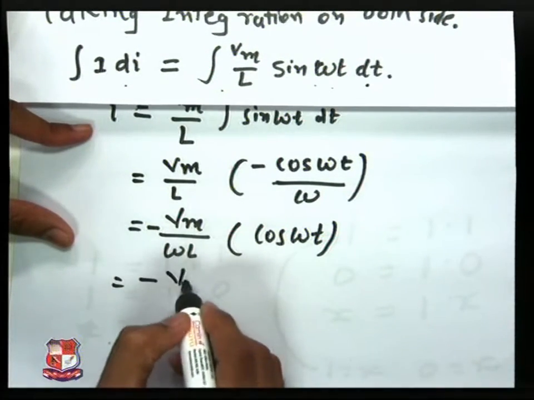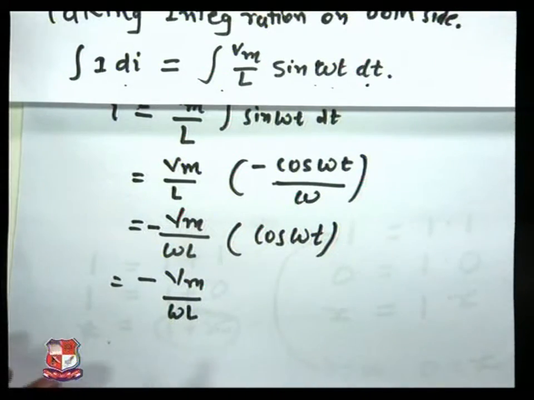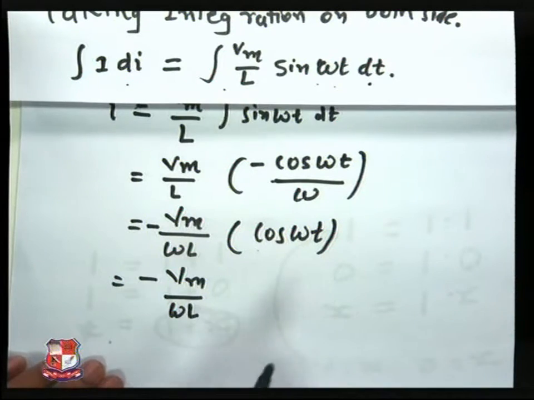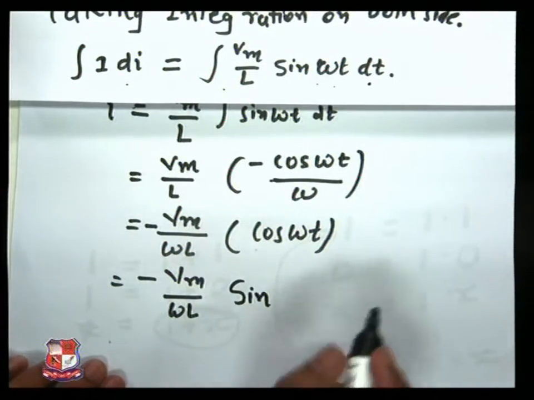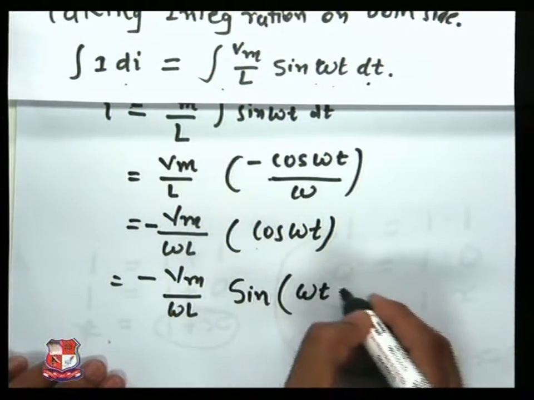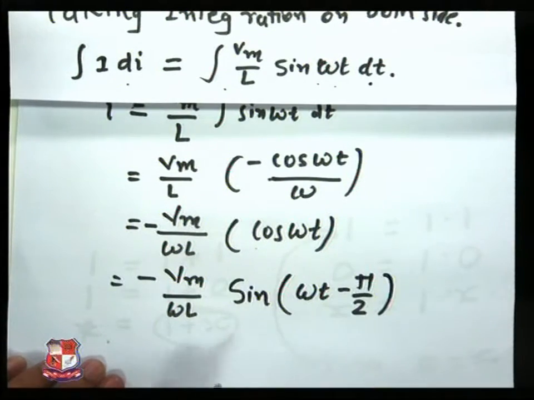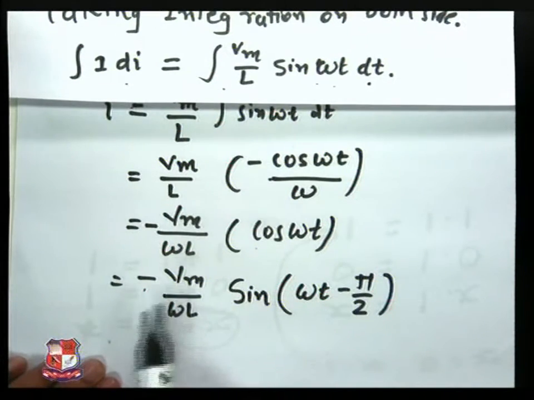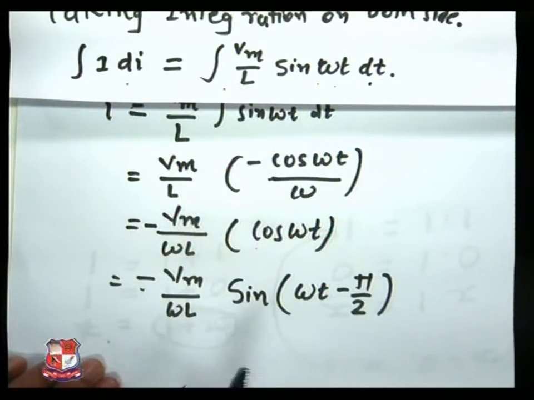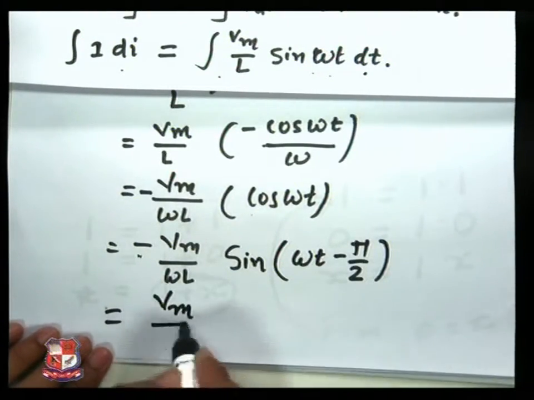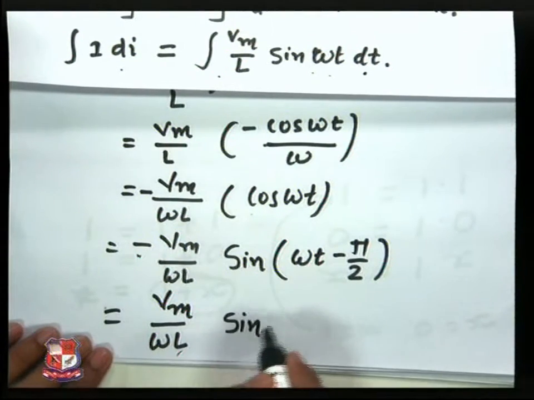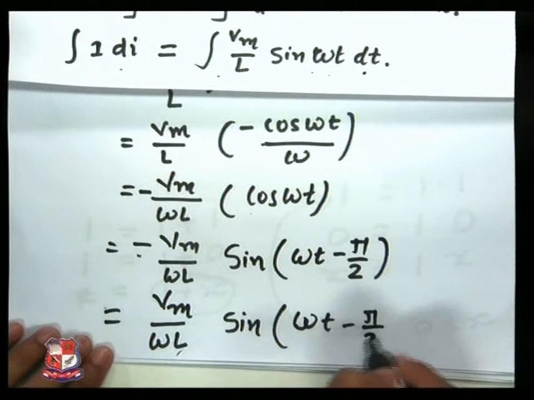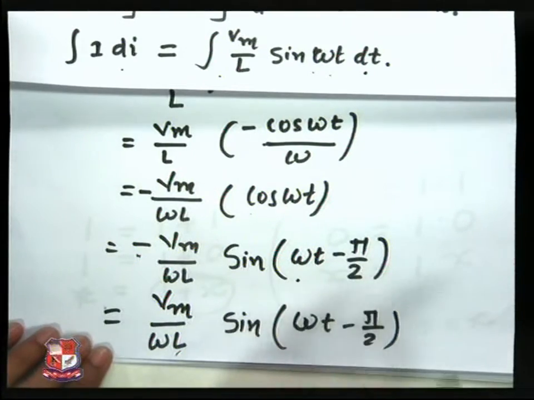Now from the basic trigonometric formula, we convert our cos omega t into a sin term. So how is it possible? We get sin omega t minus pi by 2. Now I give this minus sign inside the bracket. When this minus sign goes inside the bracket, these two quantities are interchanged, so we get Vm upon omega L sin omega t minus pi by 2.